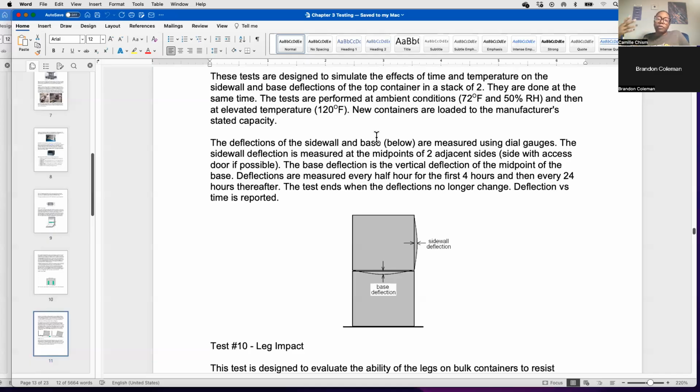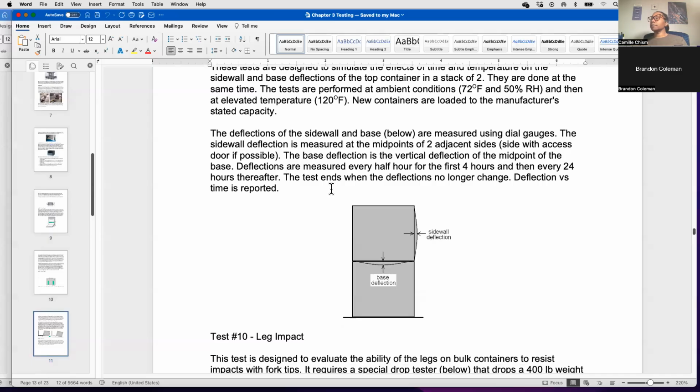It might be air conditioned when you first walk in the plant near the office, but the further you get into the plant, to the warehouse all the way to the back where the truck docks are, it may not be air conditioned. So that's why this is important, because you want to see at the different temperatures what kind of performance you're seeing as far as deflection.